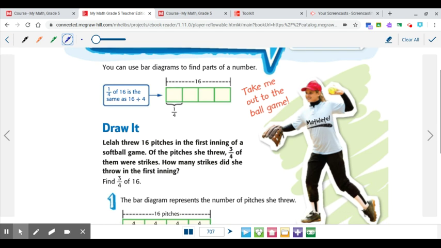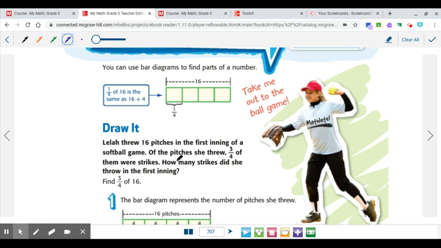We're going to use a bar diagram to really help us out today, and it'll just give you a visual sense, so you can see what we're doing and kind of why we're doing it. So here we go. If we look at that first example that says Layla threw 16 pitches in the first inning of a softball game. So we know there were 16 pitches in that first inning. So that's where this 16 is coming from right here. That's our whole number. And now we're going to take that number and dissect it into pieces.